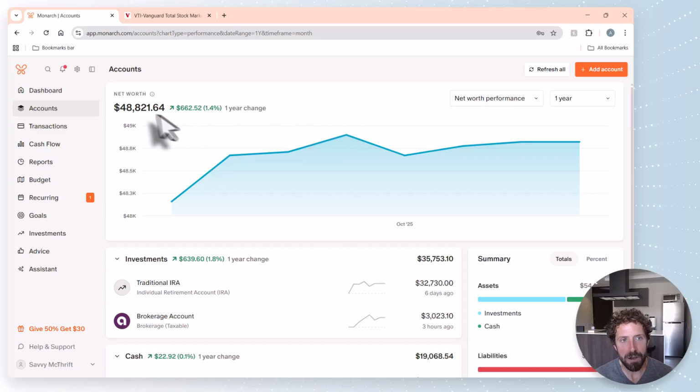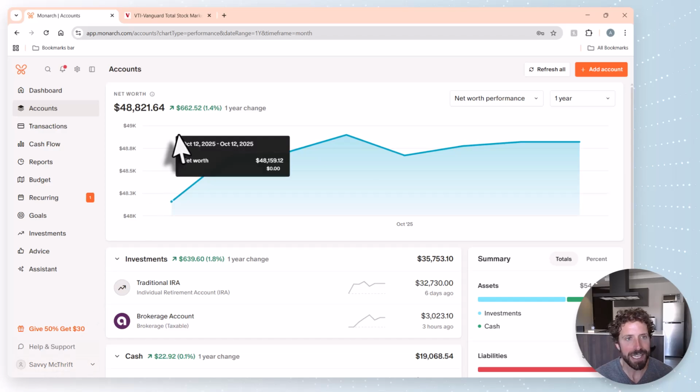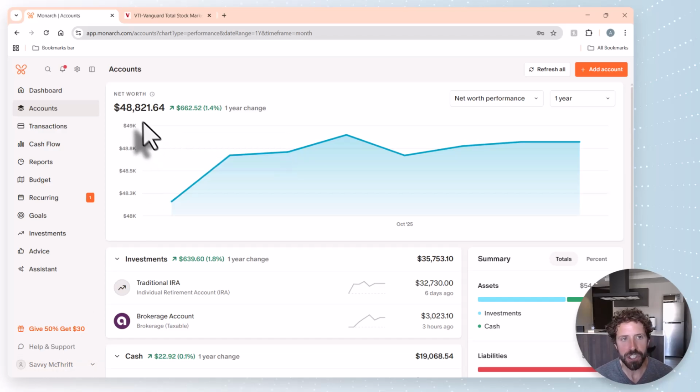So right now, we're showing in this dashboard that Savvy McThrift, our great friend Savvy McThrift, is doing a great job budgeting, that he or she, whatever you want to say, has almost $50,000 in net worth. So Savvy, if you're a young buck getting your personal finance journey started, you've done a good job so far. But that's just showing your assets minus your liabilities right there.